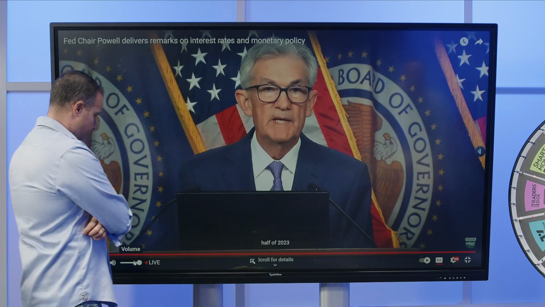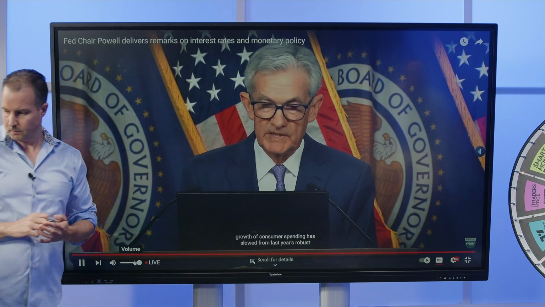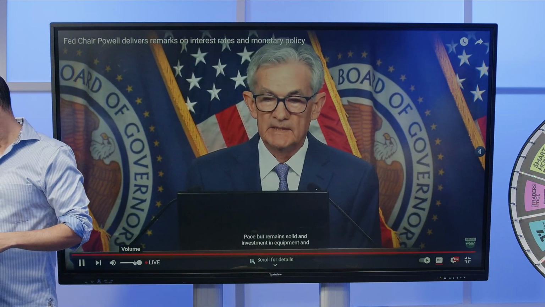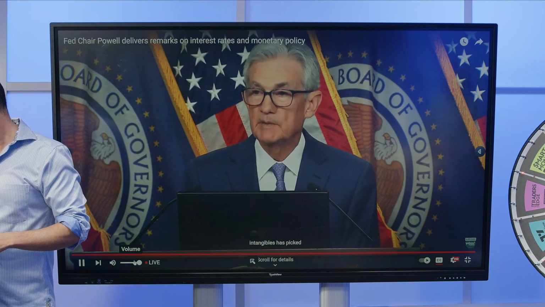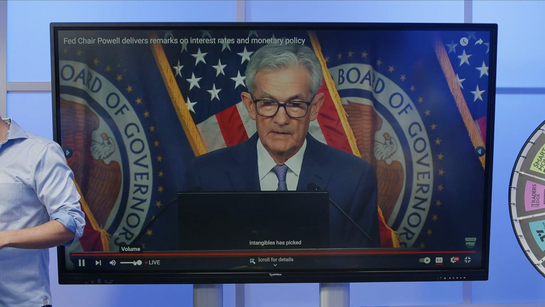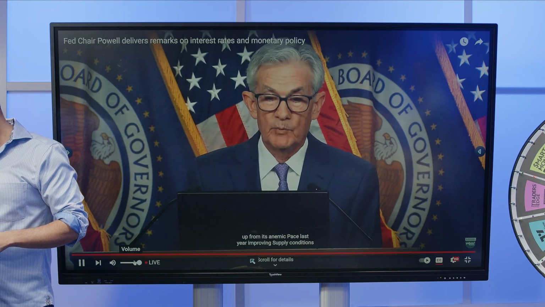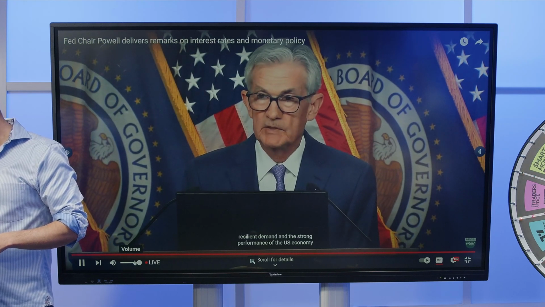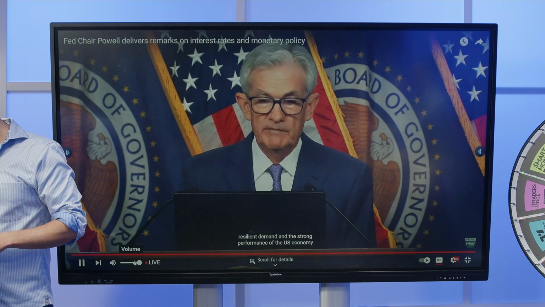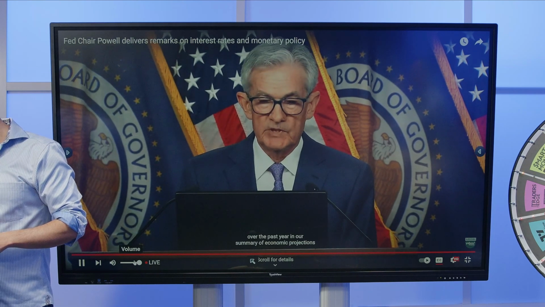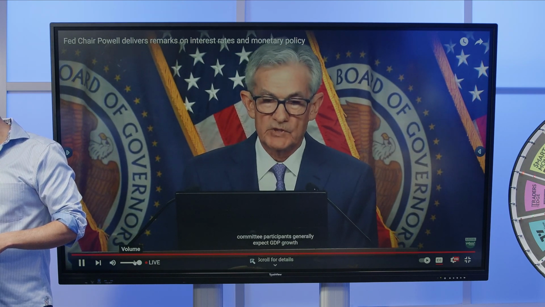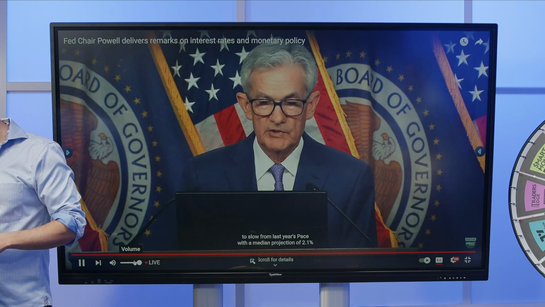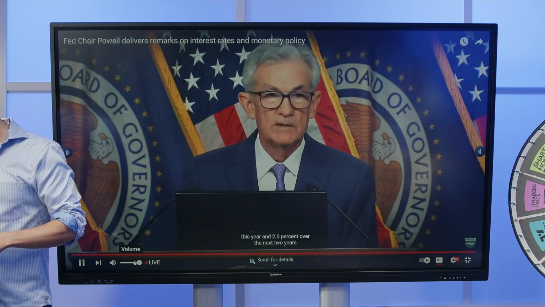Growth of consumer spending has slowed from last year's robust pace, but remains solid. And investment in equipment and intangibles has picked up from its anemic pace last year. Improving supply conditions have supported resilient demand and the strong performance of the U.S. economy over the past year. In our summary of economic projections, committee participants generally expect GDP growth to slow from last year's pace, with a median projection of 2.1% this year and 2.0% over the next 2 years.